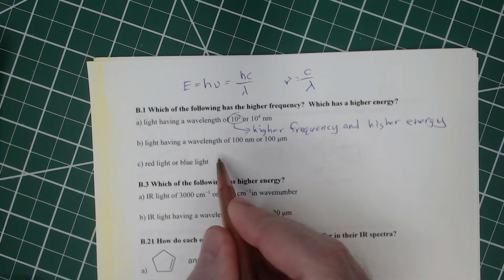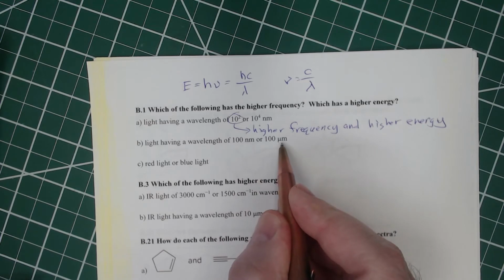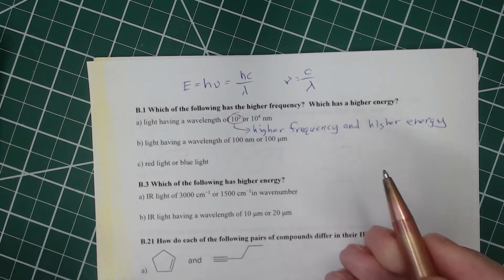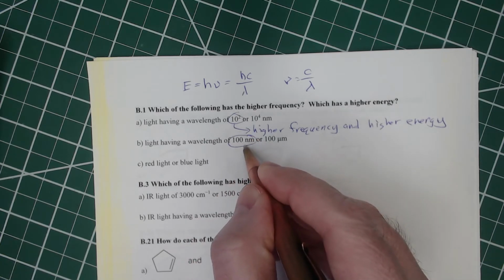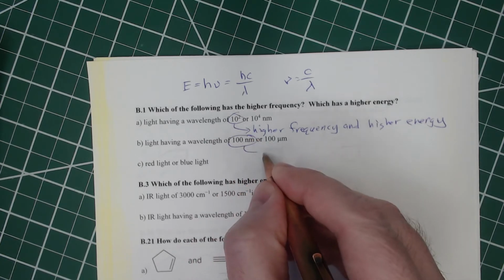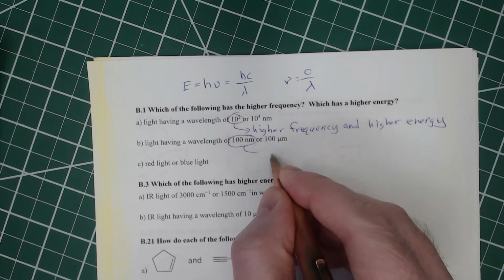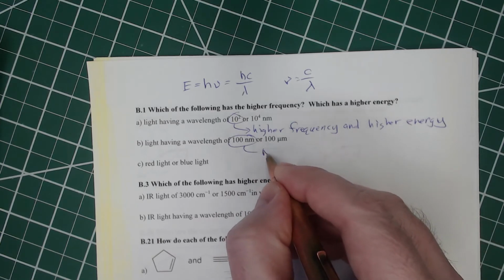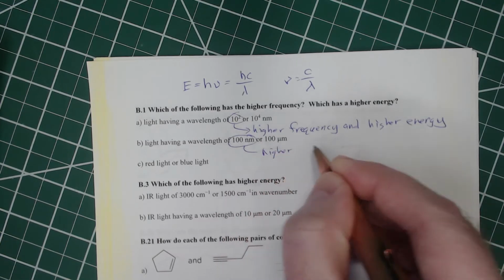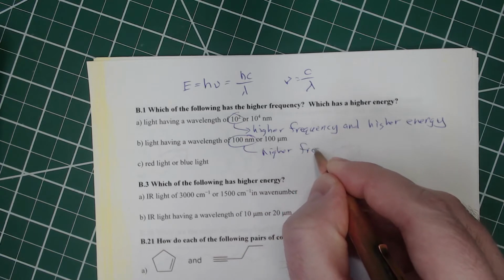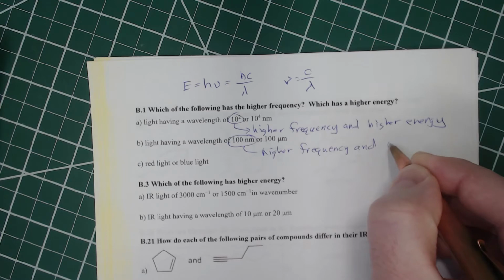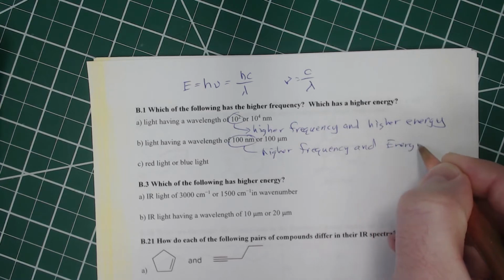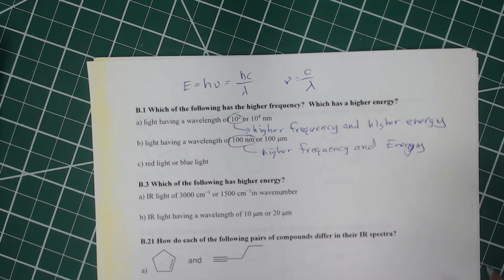All right, light having a wavelength of 100 nanometers or 100 micrometers. Here we just have to know which one's shorter, and the 100 nanometers will have the higher frequency and the higher energy. All right, I'll just put both those there.